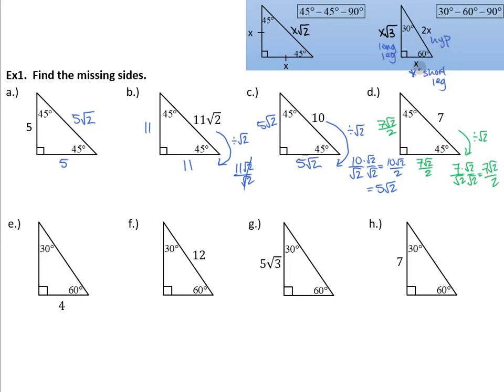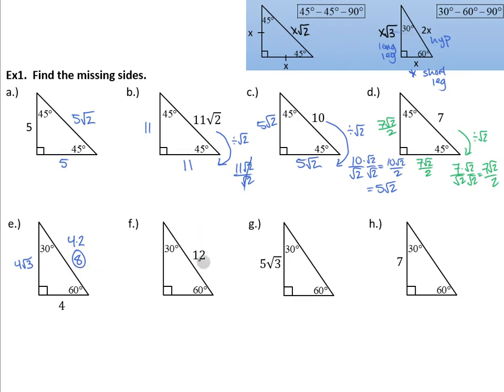So if you know the short leg, it's really fast to get to the other two. Double it to get the hypotenuse, multiply it by root 3 to get the longer leg. So my goal is always to get back to the short leg if that's not what I started with. So for example, E, they did start us with the shortest side, so it should be easy to find the hypotenuse. We double it to find the hypotenuse and multiply it by square root of 3 to find the longer leg. So we're just following those two patterns there.